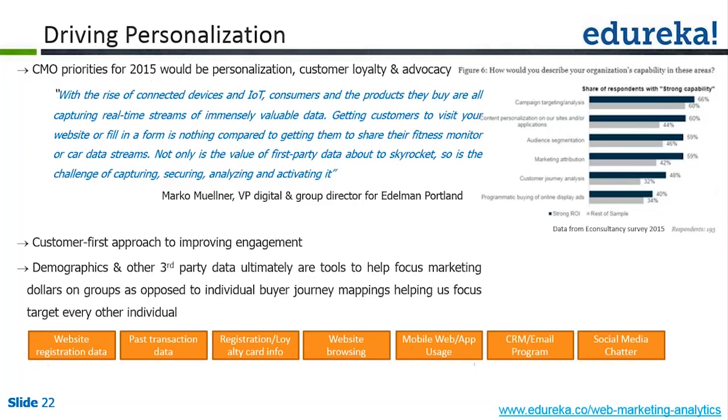Right? A little more context about why first-party data is really important in 2015 and beyond. So because personalization, customer loyalty, and advocacy is going to be top priorities for a lot of CMOs, first-party data is all the more important. And this specific quote from Marco Mueller actually pretty much nails it. Right? I'll just leave this on your screen to let you guys read this.